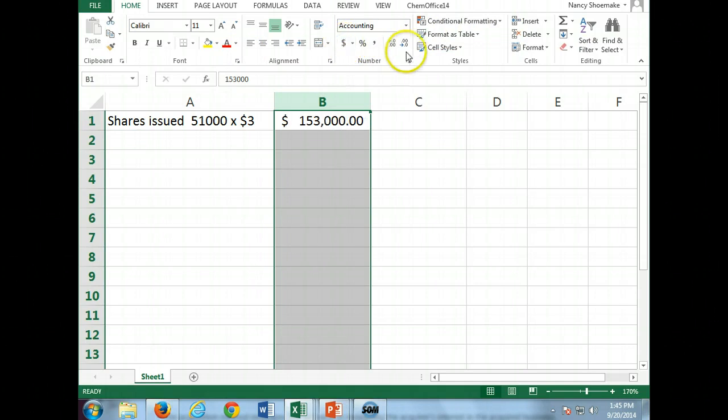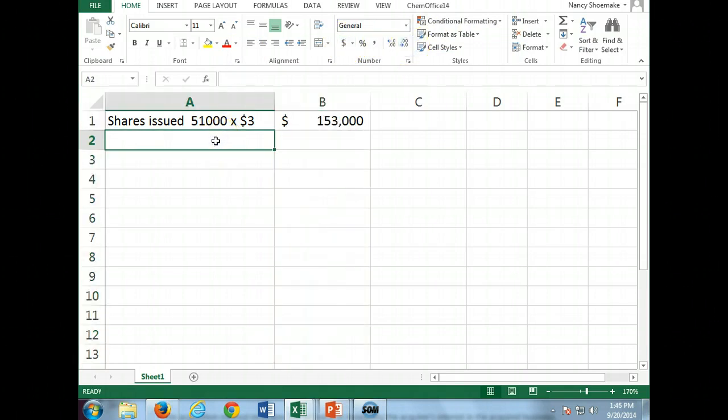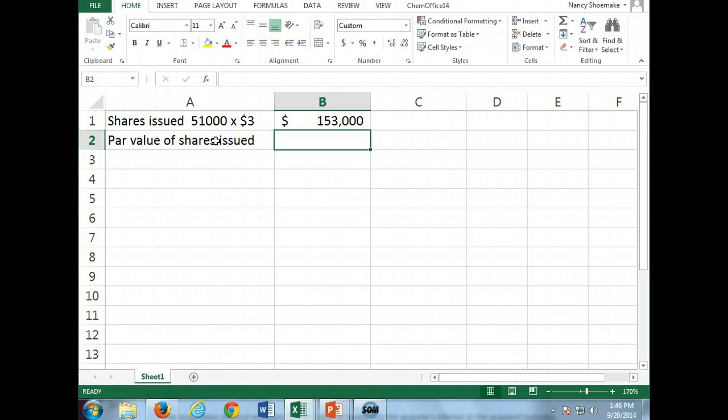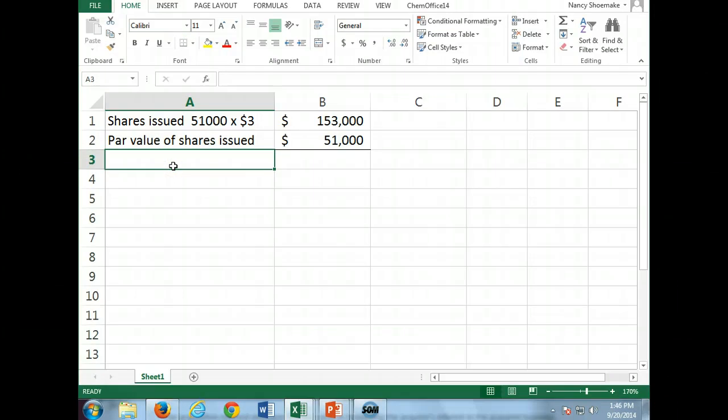Then, what is the par value? $1 a share, right? So 51,000 shares at $1 a share is what? 51,000, right? Again, it wants to know not what the entire stockholders' equity section is showing. It's asking us for additional paid-in capital and retained earnings. Okay, so the common stock at par, they don't want to know that. The common stock at par for the purchase of this company is 51,000.